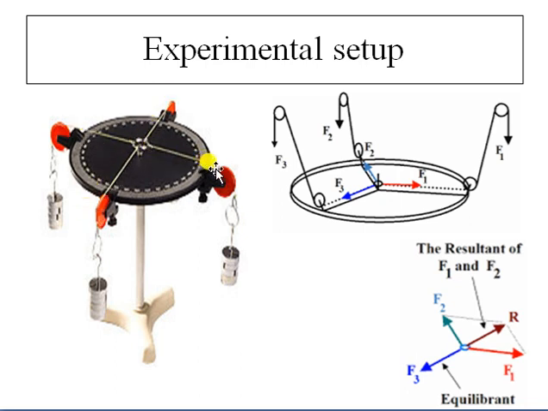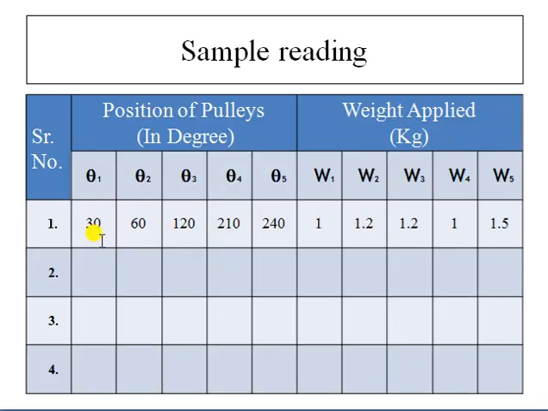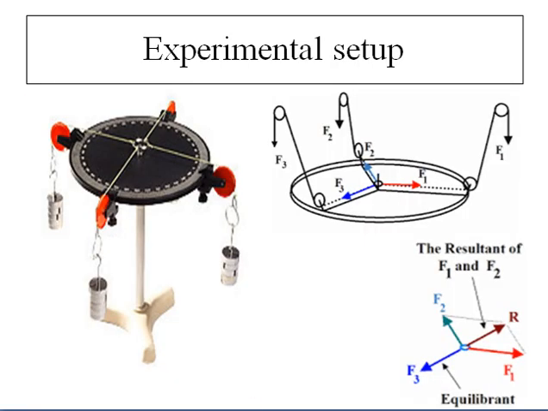So there will be 5 such ropes. With respect to 0 degrees, we will represent the position of the pulleys in degrees. Let us keep the values as 30 degrees, 60 degrees, 120, 210 and 240. You can vary this as per your choice. Later, we will add weights of different values and try to balance the ring at the center. With different permutations and combinations of weights, the pulleys are arranged in such a manner that the ring is in equilibrium condition and exactly at the center of the board.